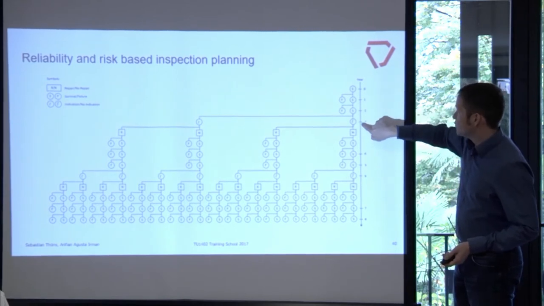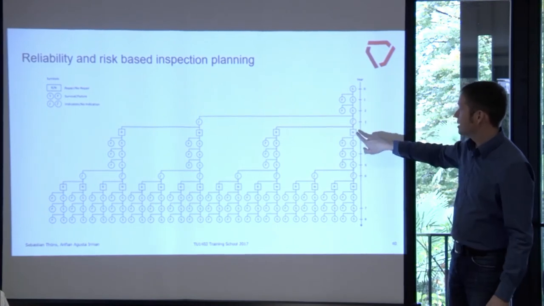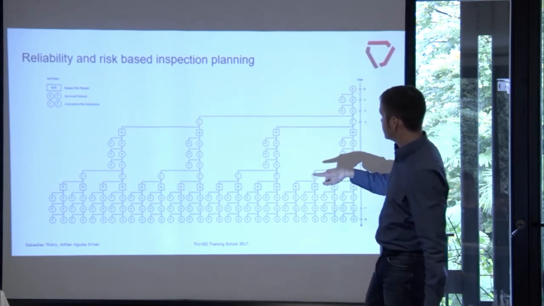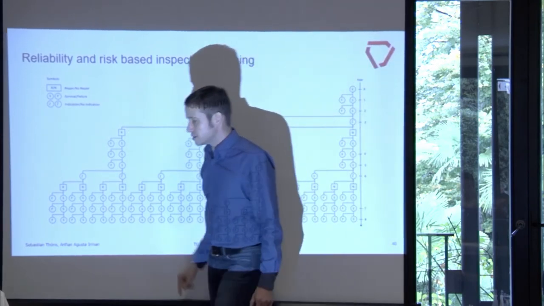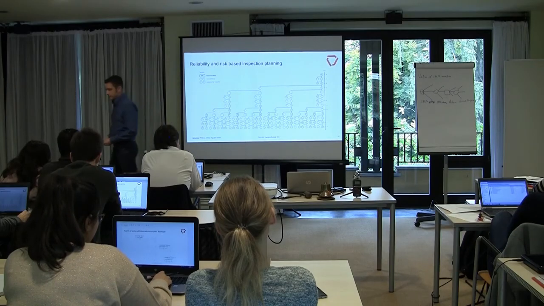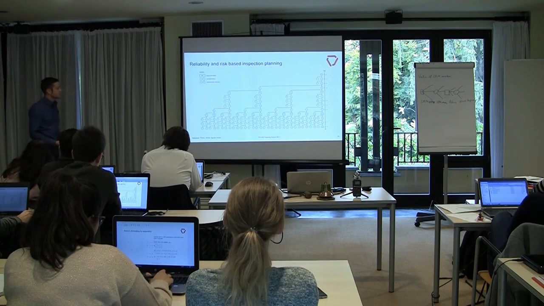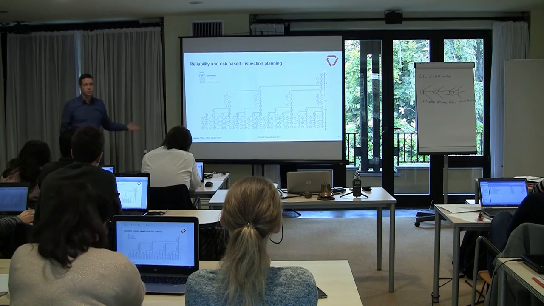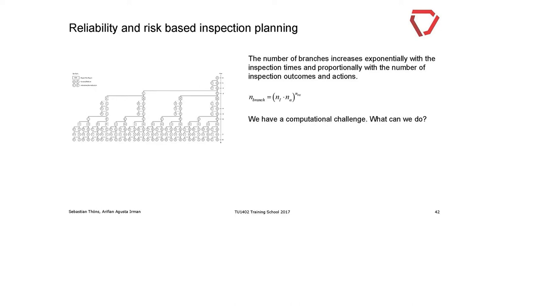And then we can do an inspection, and we may have here no indication, we can do nothing, or we can do repair. If you have an indication, then we can also do nothing or do repair. So even for 8 years, just 2 inspection times, just 2 outcomes, just 2 actions, we already have a decision tree which we cannot work through like I've done just now. Okay, this is what I just told. So what can we do?